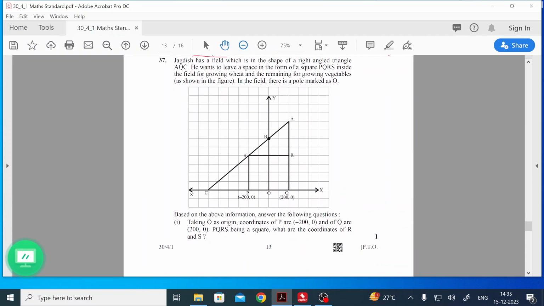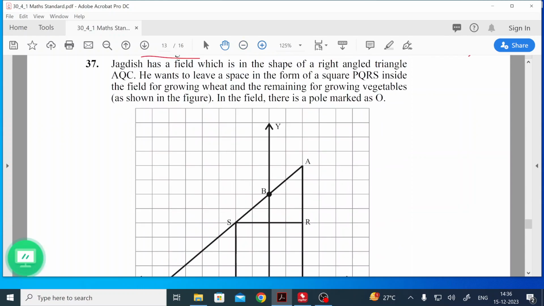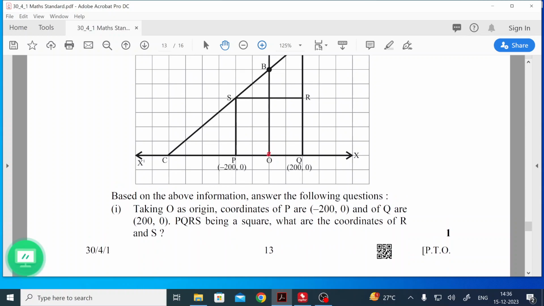Okay, first question, what they are telling: taking O as origin. Where is O? Here. This O is the origin. Coordinate P is minus 200 comma 0. Coordinate Q is 200 comma 0. PQRS being a square, what are the coordinates of R and S? Listen carefully, children. Question you got the idea, no? They said PQRS is a square. P point minus 200, Q point 200.